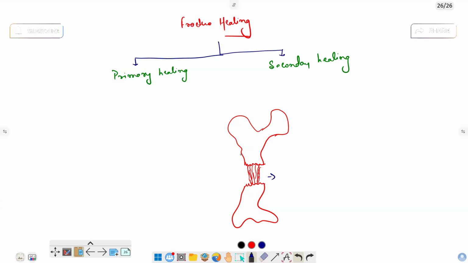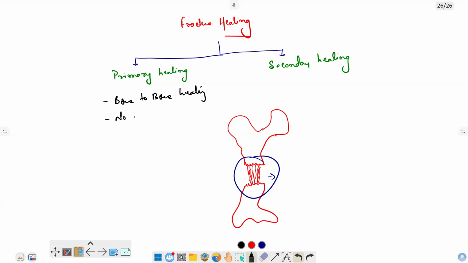But in the case of primary healing, this callus formation won't happen. There will be direct healing, called bone to bone healing, and there is no callus formation. Here, this was the callus, but in primary healing there is no callus, there is directly bone to bone healing. It means that in primary healing, the healing will be much faster as compared to the secondary one.